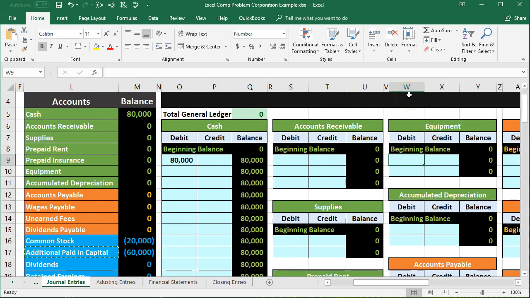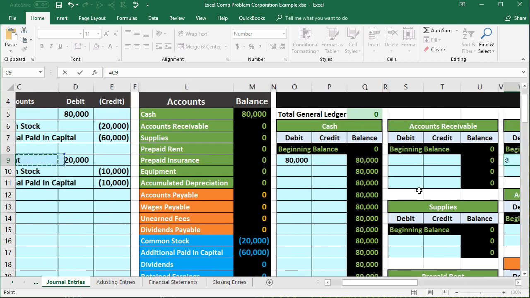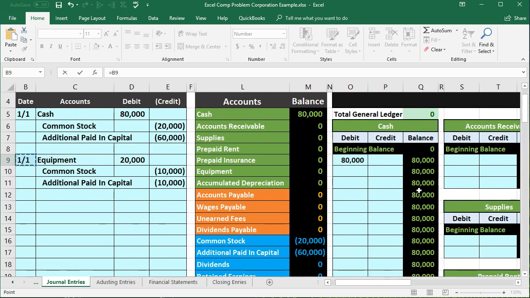So we're in cell W9. We could just type in the amount here, but we want to use formulas. So the easiest way to do this, if you're not freezing the panes, is to say equals, and then I just scroll left, scrolling to the left with my arrows until I get back to where I want to be.